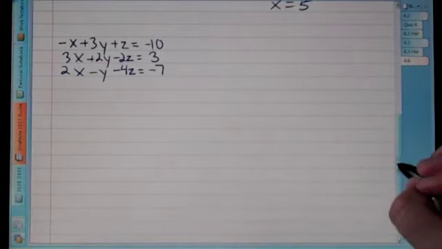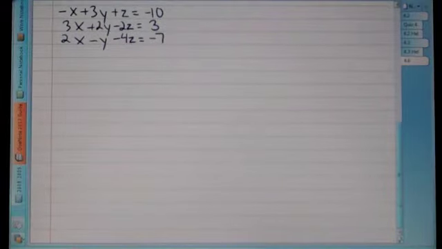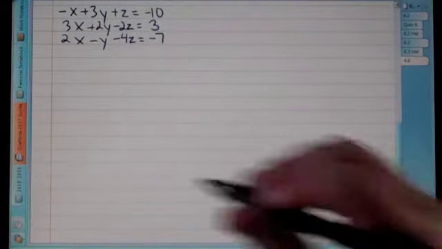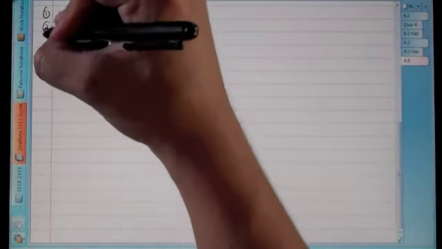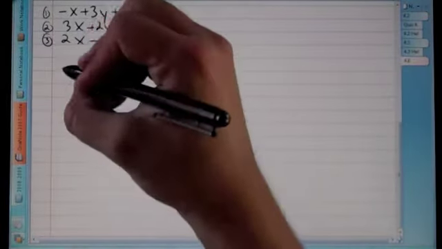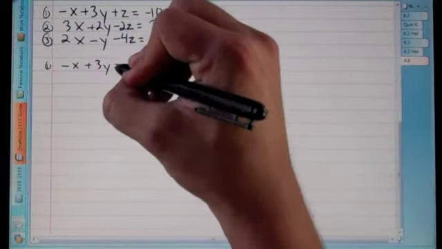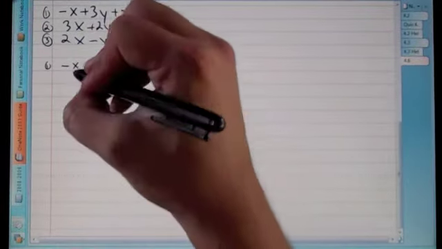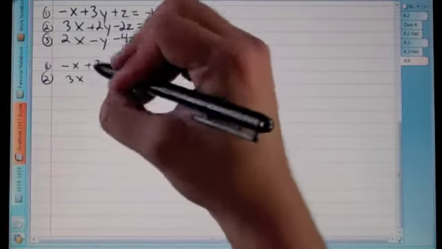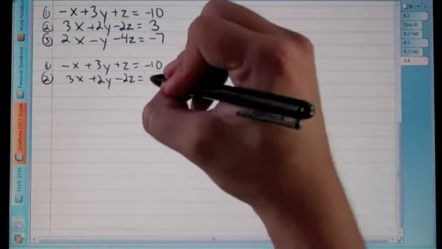Now, this is the hard part. We have three equations now, all three having three variables. So, I'm going to number this line number 1, this line number 2, this line number 3. So what we're going to have to do is do elimination method with two of those lines. So I'm going to take the first line, so line 1, plus z equals negative 10, and I'm going to take the second line, 3x plus 2y minus 2z is equal to 3.